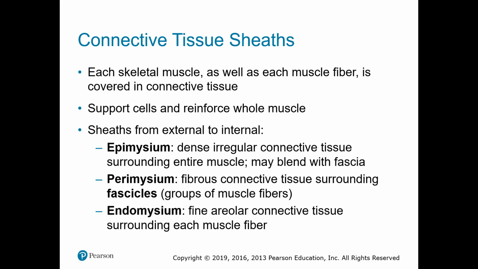Now the cells are clustered together within the muscle in groups, and those groups are called fascicles. So you'll have a couple hundred muscle cells in a fascicle. And so the muscle, if you were to do a cross section of it, you would see all these clusters of fascicles, and the cells would be in the clusters. Now the fascicles, the cluster of cells, is surrounded by another layer of connective tissue called the perimysium. The perimysium is this intermediate layer of connective tissue.